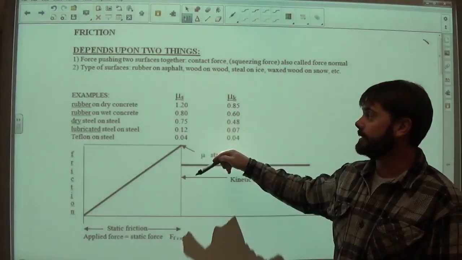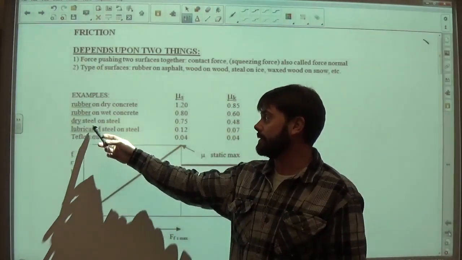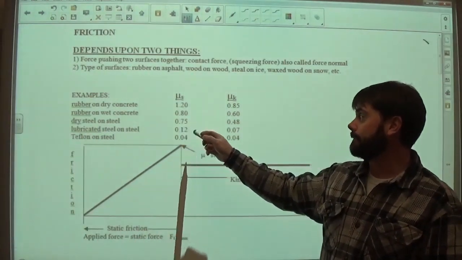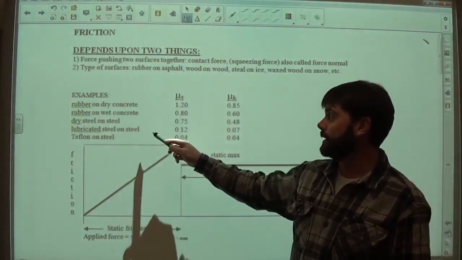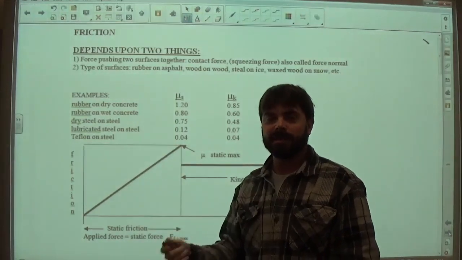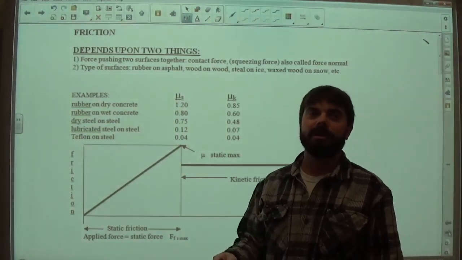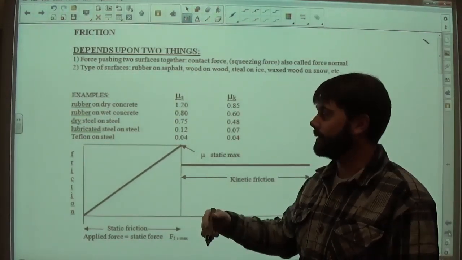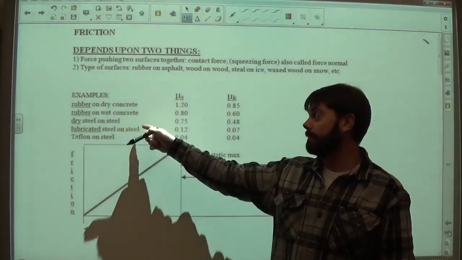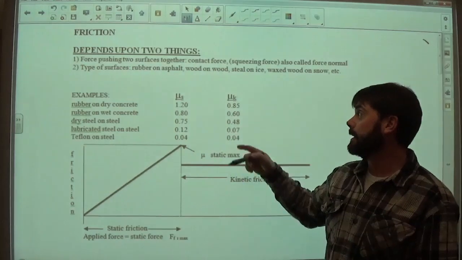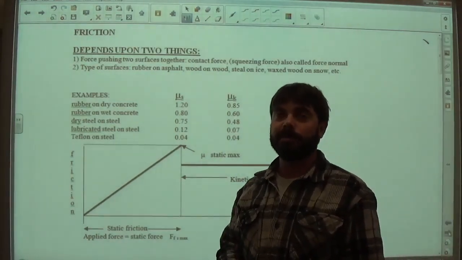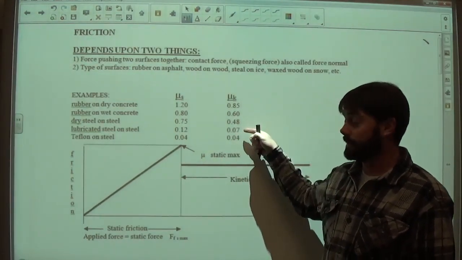And you'll see that some of these get quite dramatic. Dry steel goes from 0.7 to 0.48 when it's not moving and is moving, and if it's lubricated, like say you put grease on a bearing or oil in an automobile engine, where metals are rubbing together, it drops the coefficient of static friction all the way down to 0.12 and the coefficient of kinetic friction down to 0.07. And that's good.